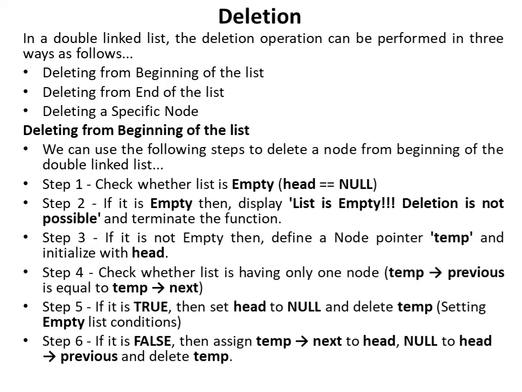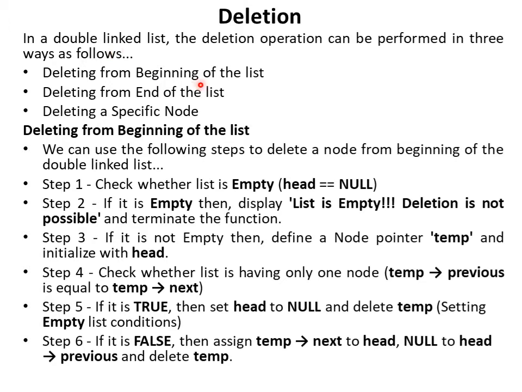Now I am going to concentrate on deletion. In a double linked list, the deletion operation can be performed in three ways: deleting from the beginning of the list, deleting from the end of the list, and deleting a specific node. The same thing can be done in inserting. Inserting can be done at the beginning of the list, at the end of the list, and at a specific node. Previously we have explained all these things. Now I am concentrating on deleting.